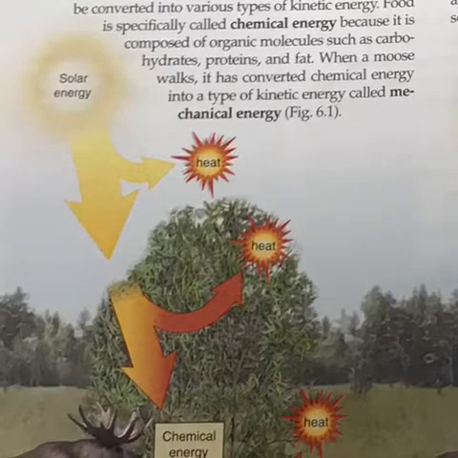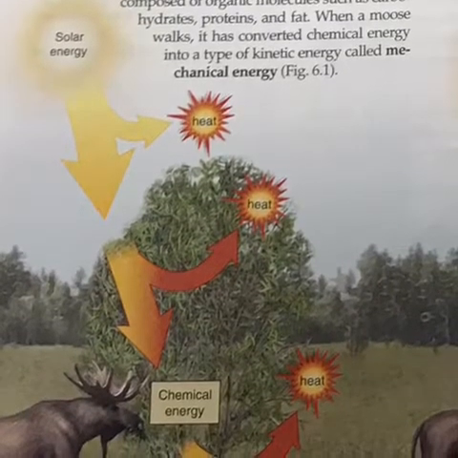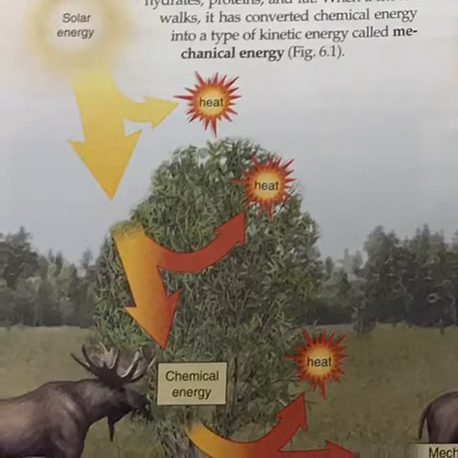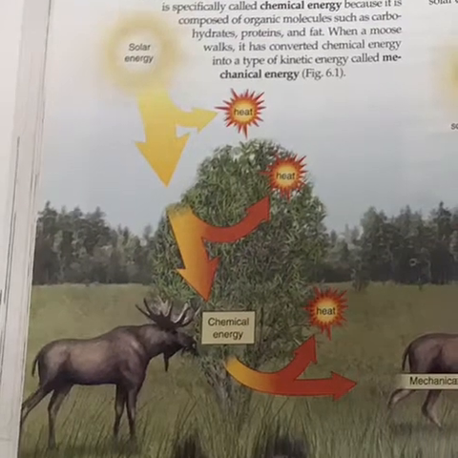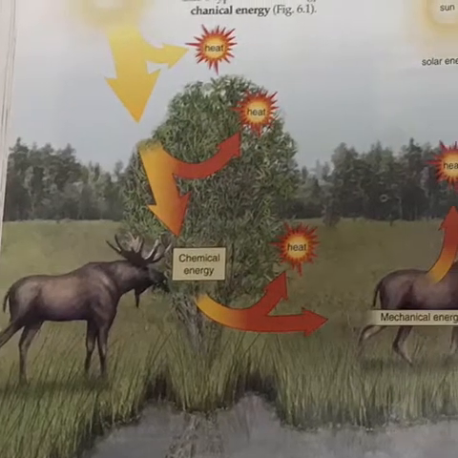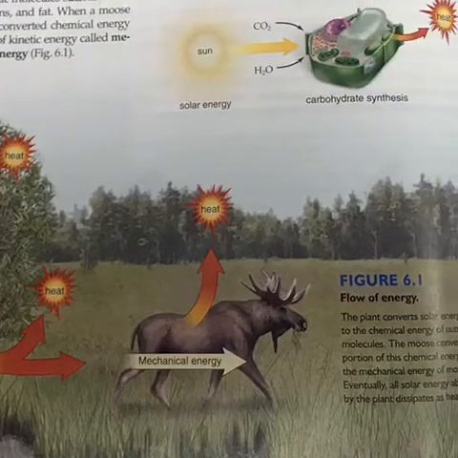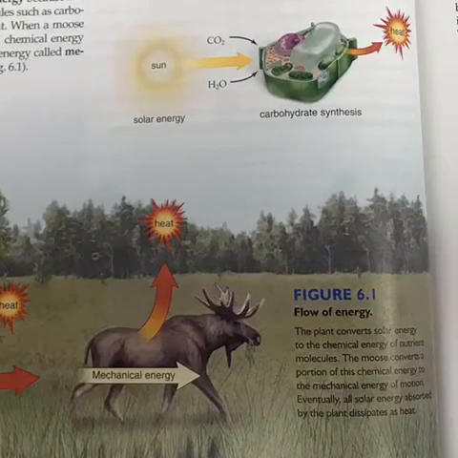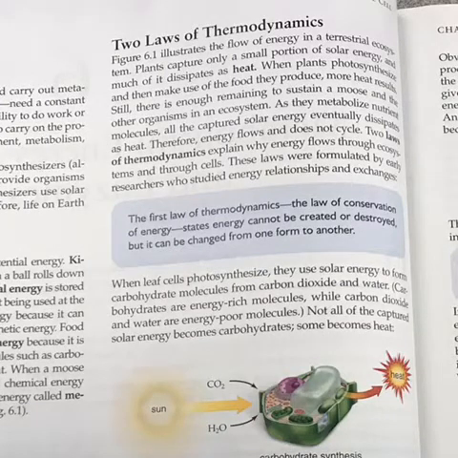When a moose walks, it has converted chemical energy into a type of kinetic energy called mechanical energy. As seen in this diagram, solar energy is provided to the leaves of this plant, where the moose eats the leaves and converts the chemical energy from the food into mechanical energy, and in this process, heat is lost. The two laws of thermodynamics.